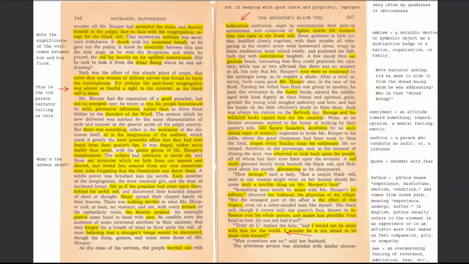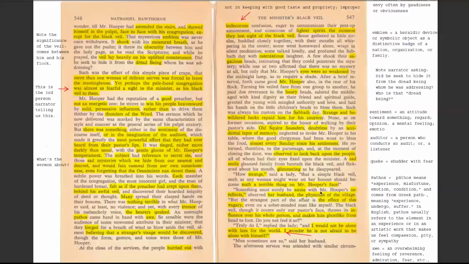How strange, said the lady, that a simple black veil, such as any woman might wear on her bonnet, should become such a terrible thing on Mr. Hooper's face. Ain't that the truth? It's become a terrible thing, but it's just the veil. Or is it? Is it just the veil? Think about it.